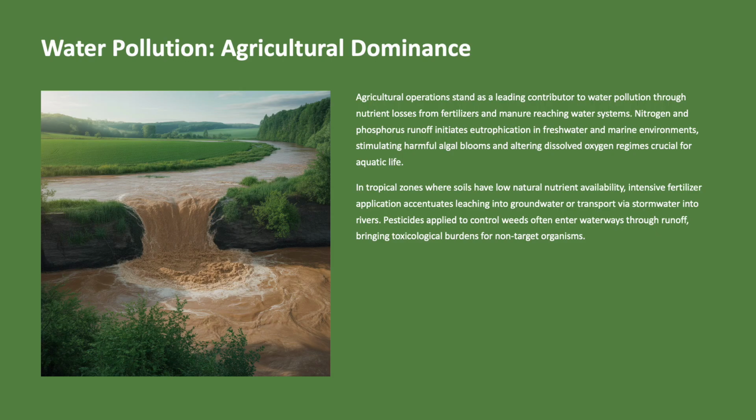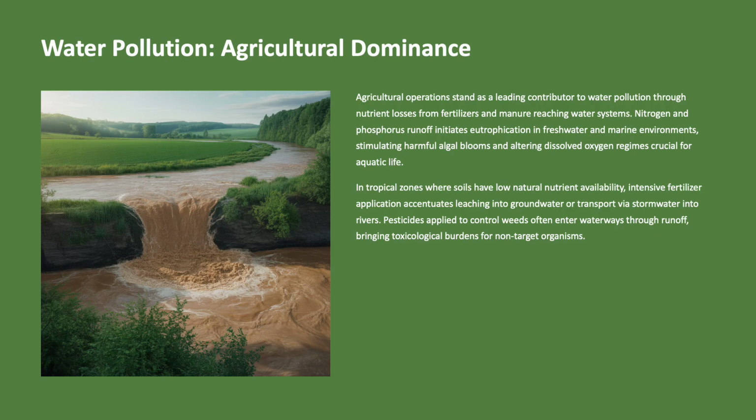Agricultural landscapes in tropical regions face amplified risks due to naturally low soil nutrient availability. To maintain productivity, intensive fertilizer application becomes common, increasing the likelihood of nutrient leaching into groundwater. These nutrients can migrate over long distances, sometimes affecting communities and ecosystems far removed from agricultural fields.